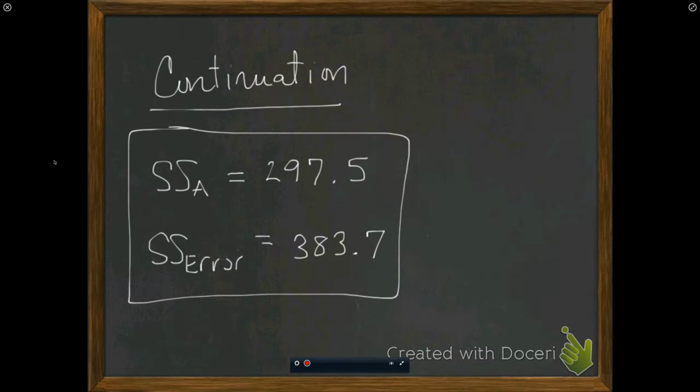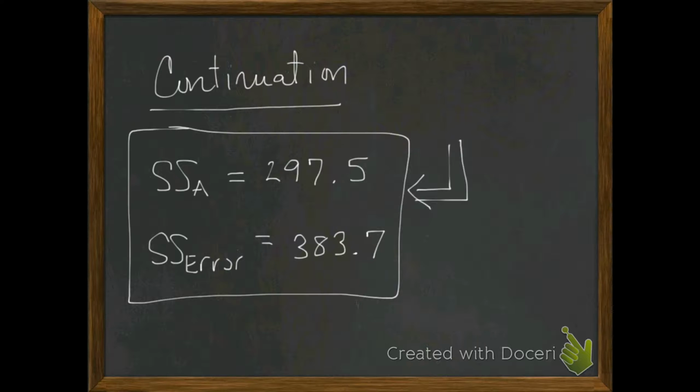Okay, gang, this is the continuation of the two-way ANOVA calculation video, and I just want to illustrate the calculation of p-values and so on and so forth. And I want to get into doing this problem with R as well. So I went ahead and made the calculations, and I found that the sum of squares for factor A was 297.5 and the sum of squares for the error was 383.70.